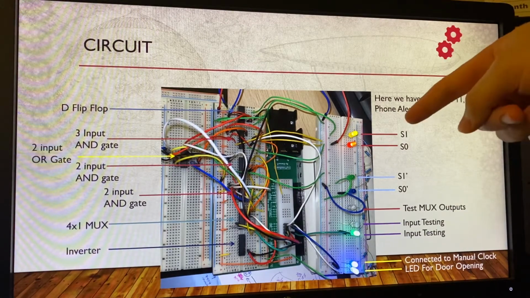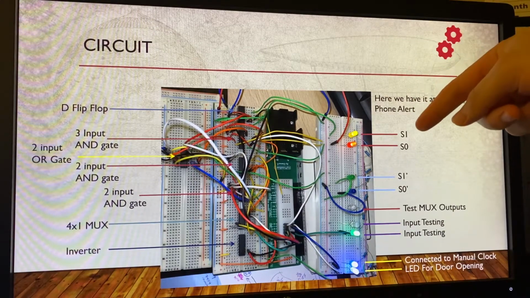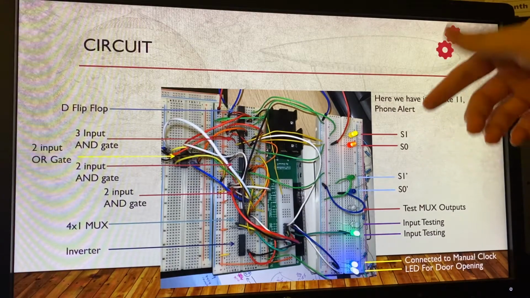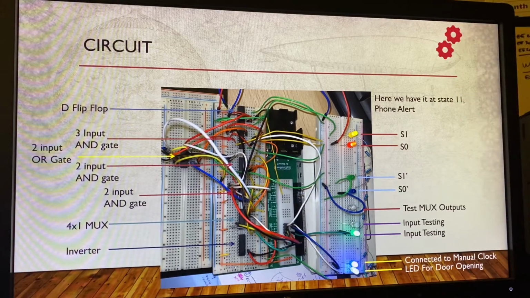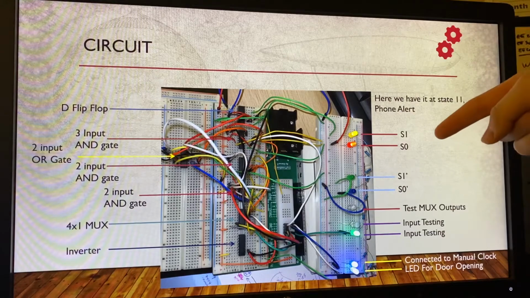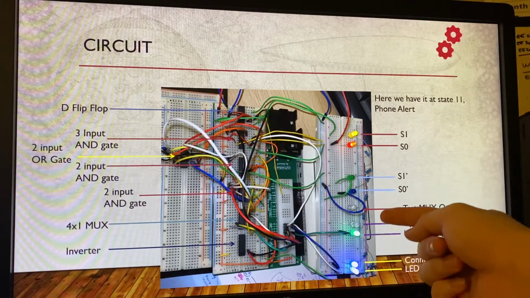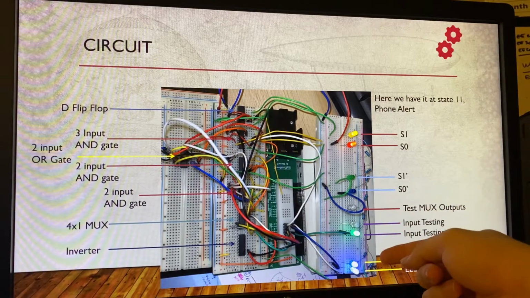As you can see, at the top here are my S1, S0, and my S1 bar and S0 bar. That way I can tell, and as you can see here, it's at state 1, which is the phone alert. And then I just had these LEDs down here for testing to see which outputs and inputs are working.